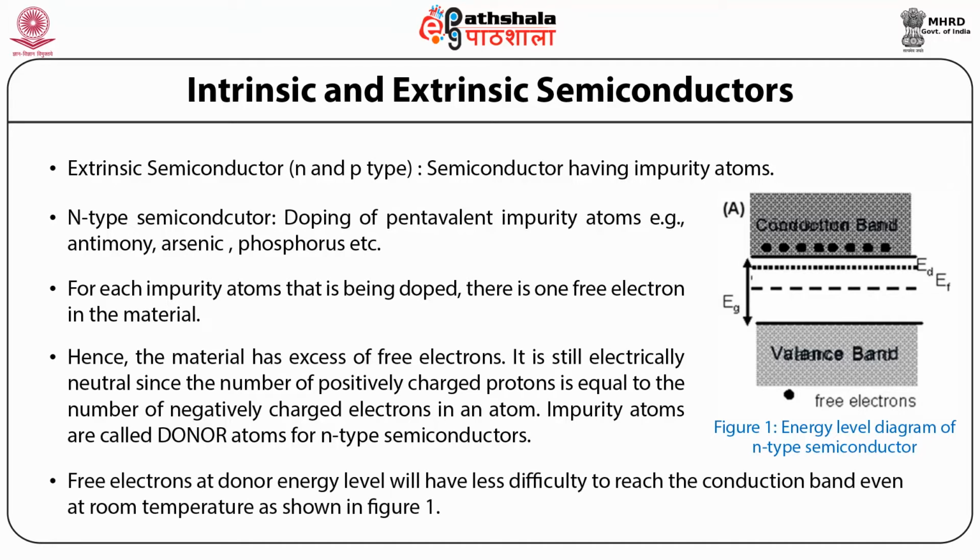Free electrons at the donor energy level will have less difficulty reaching the conduction band, even at room temperature, which is clearly shown in this figure. In this type, the number of holes also decreases due to more recombination.